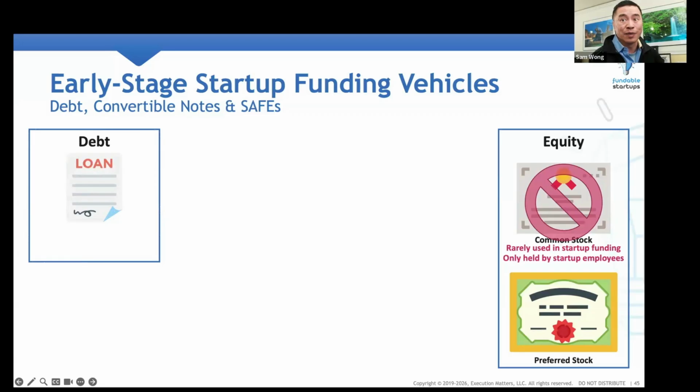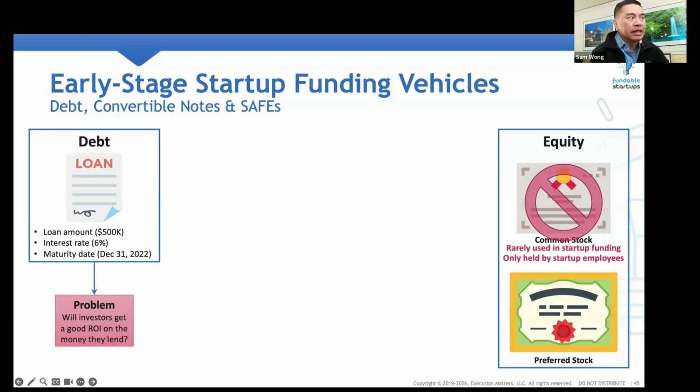Okay, either you borrow money from a friend, from family, or if you're far enough along, maybe a bank. The loan has a loan amount and an interest rate and a maturity date. The challenge is in a startup environment, very few investors and almost no banks will lend money to a startup because the risk is just so high that the investor will probably not get their money back. So loans are not very common.